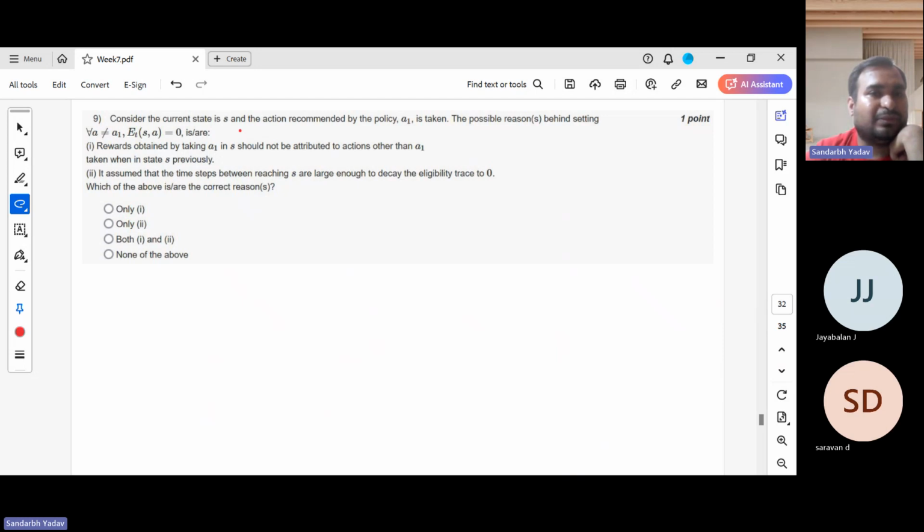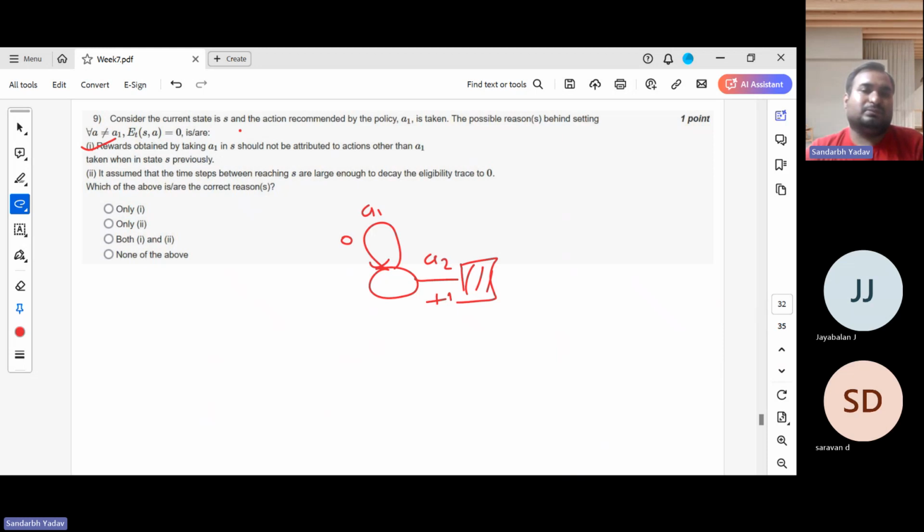Why are you setting it to be 0? Because the reward obtained by taking A1 in S should not be attributed to an action other than A1. This is a kind of correct intuition. You remember this example, right? There was a self loop and there was a terminal state and we were moving. If there was reward plus one, then this contribution should not be assigned to this action, right? So in that way we were assigning this 0.